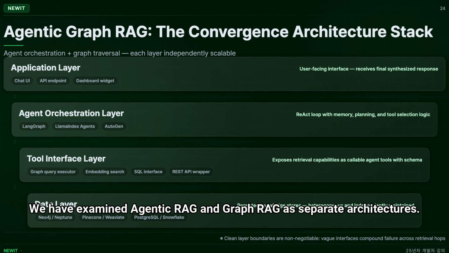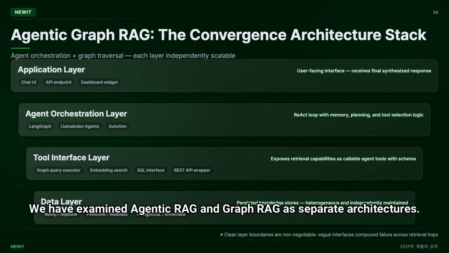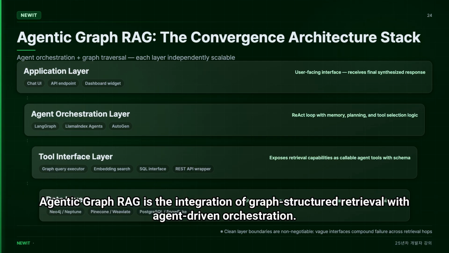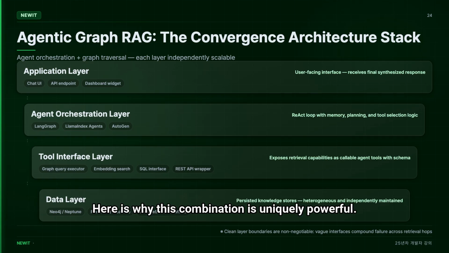We have examined Agentic RAG and Graph RAG as separate architectures. Now we need to talk about what happens when you combine them. Because the convergence architecture is where the most advanced enterprise AI systems are being built today. Agentic Graph RAG is the integration of graph-structured retrieval with agent-driven orchestration. Here is why this combination is uniquely powerful.